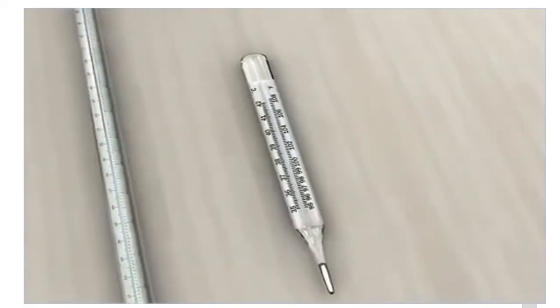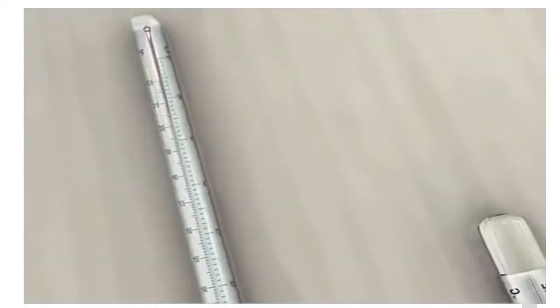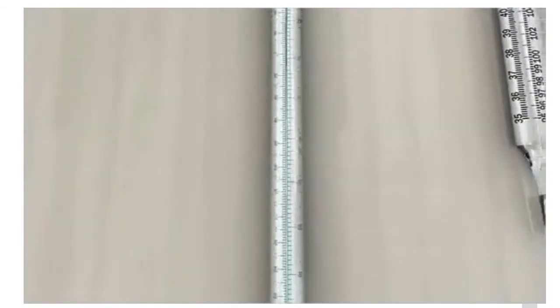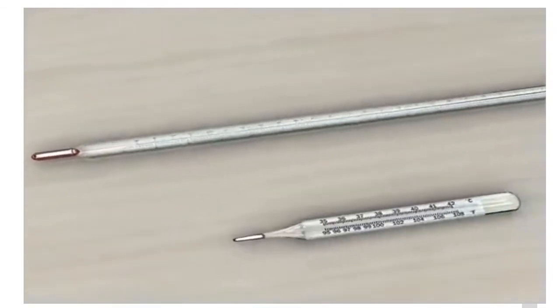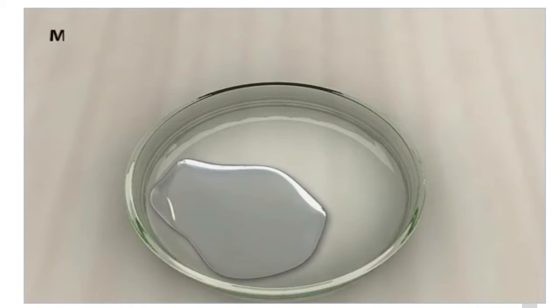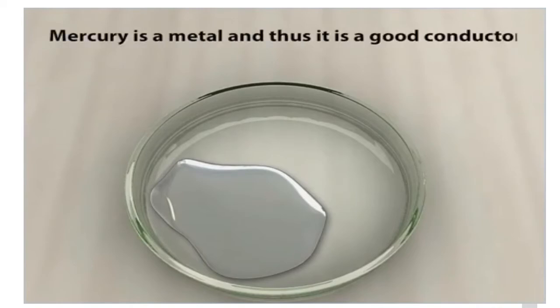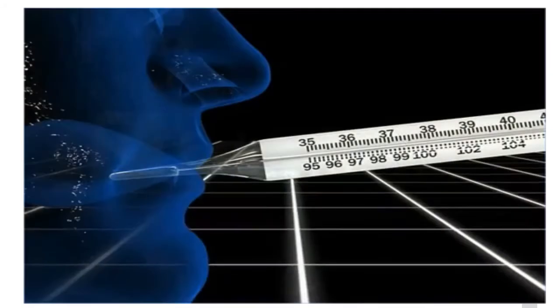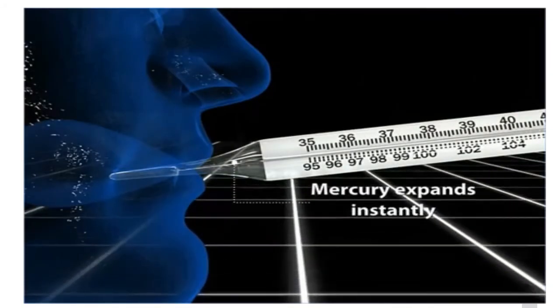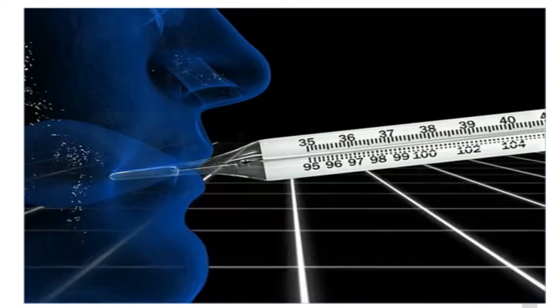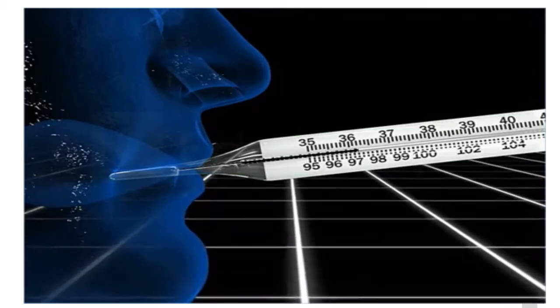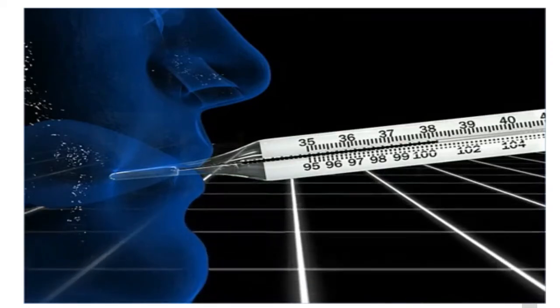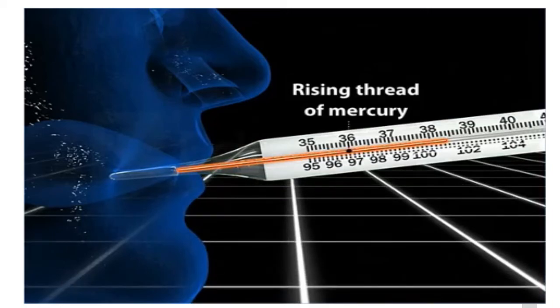Mercury is used in a clinical thermometer as well as other thermometers for a number of reasons. First, mercury is a metal and thus it is a good conductor of heat. It starts to expand instantly on placing the thermometer inside the mouth. The expansion can be seen as a rising thread of mercury.